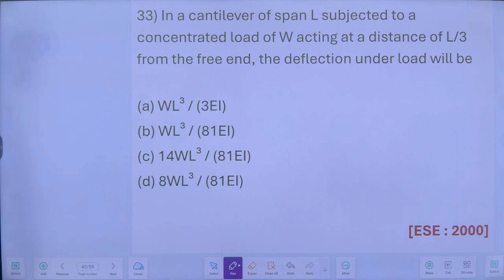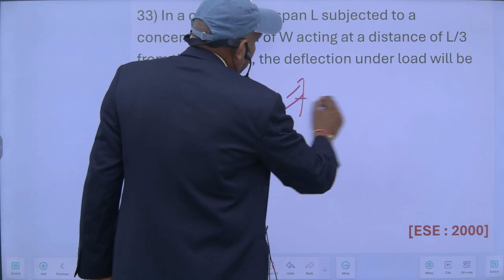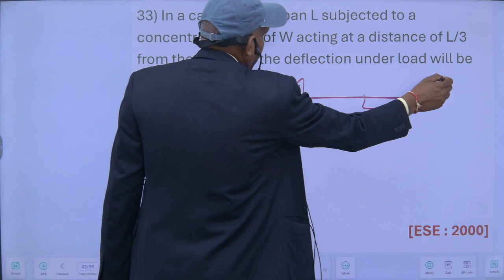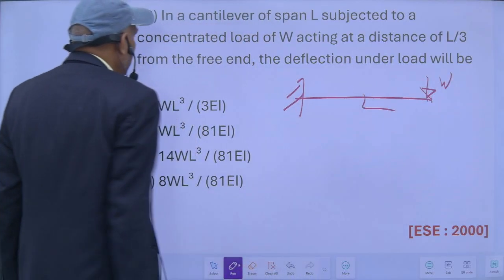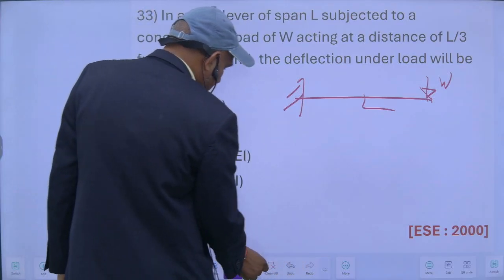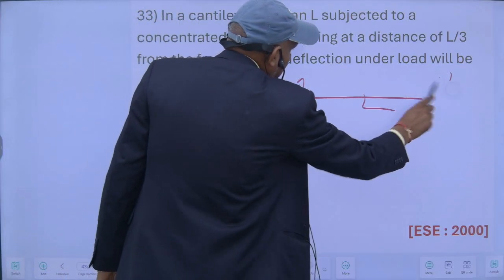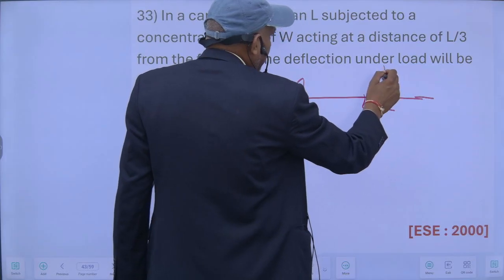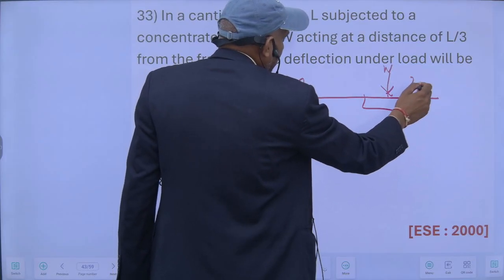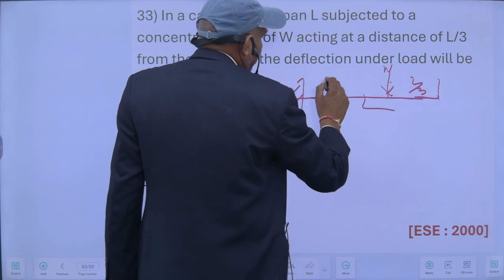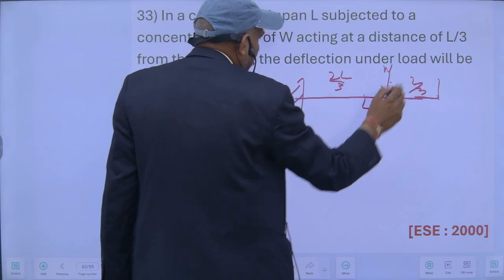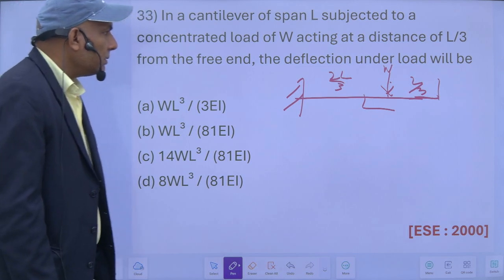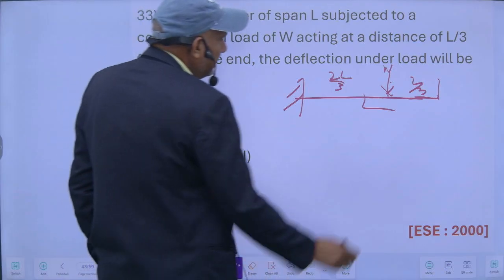In a cantilever span of L, subjected to a load of W acting at a distance of L by 3 from the free end. So this is basically acting at this point W, which is L by 3 from the free end, which means this is 2L by 3. So this is the free end. The deflection under the load will be how much?